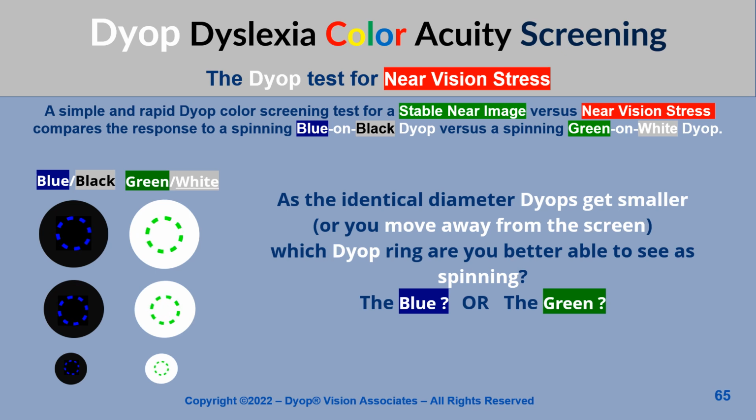A simple and rapid Dyop color screening test for a stable near image versus near vision stress compares the response to a spinning blue on black Dyop versus a spinning green on white Dyop. As the identical diameter Dyops get smaller or you move away from the screen, which Dyop ring are you better able to see as spinning, the blue or the green?